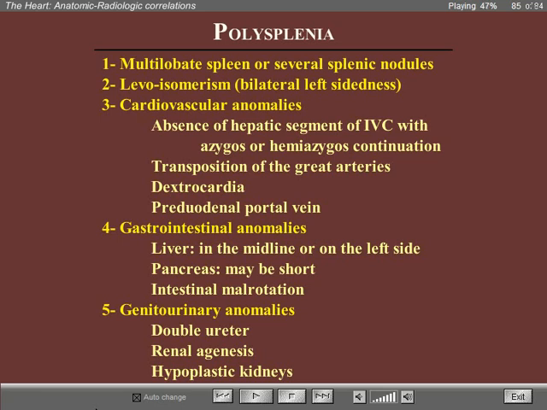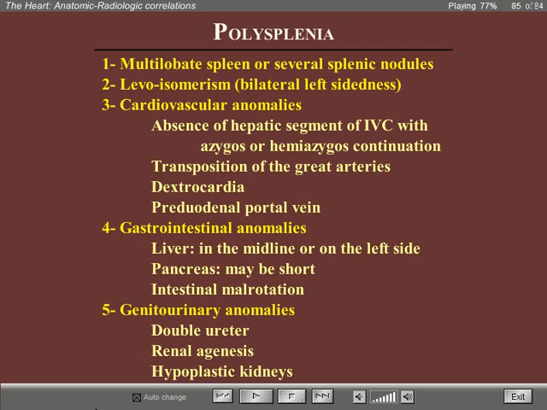The third are the cardiovascular abnormalities. Although the heart may be normal, we may have a number of anomalies such as absence of the hepatic segment of the inferior vena cava with azygos or hemiazygos continuation. We may also see transposition of the great arteries, and dextrocardia may be present. Another anomaly is a preduodenal portal vein.